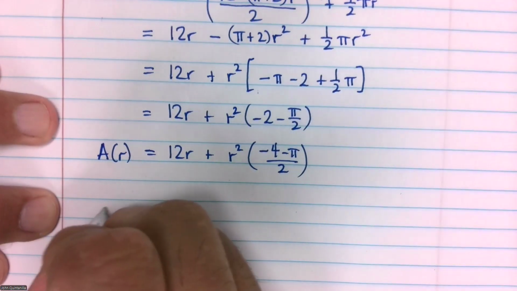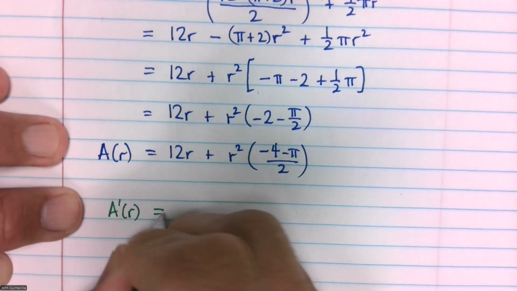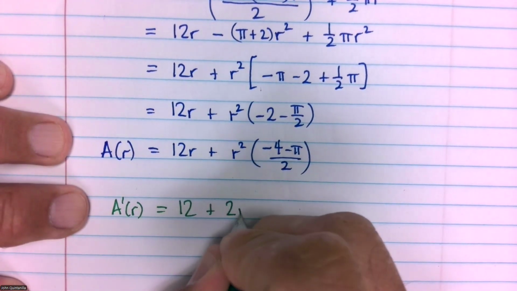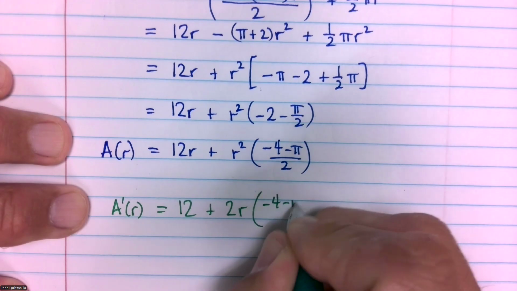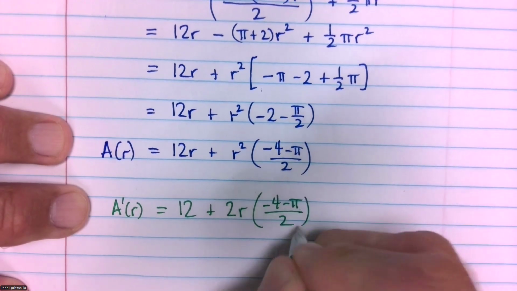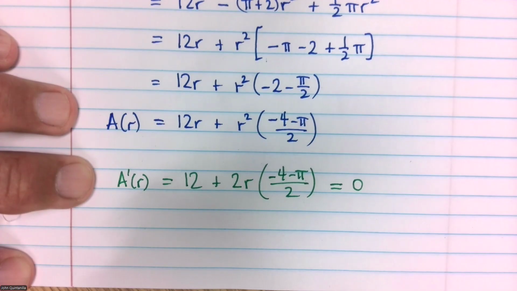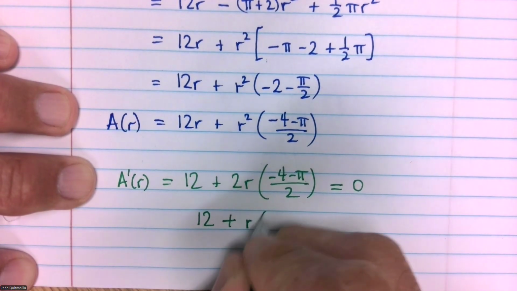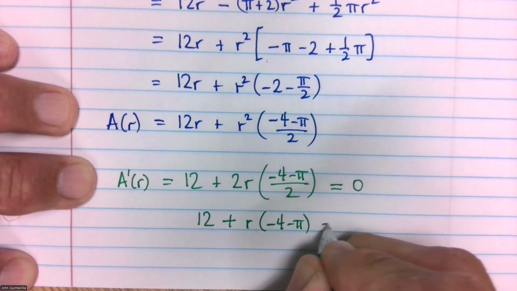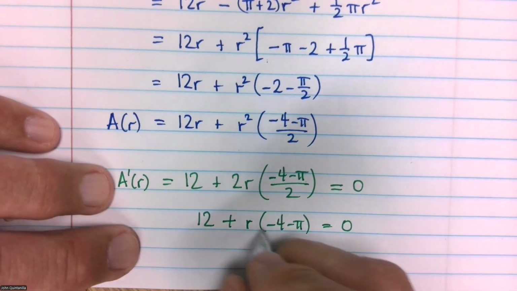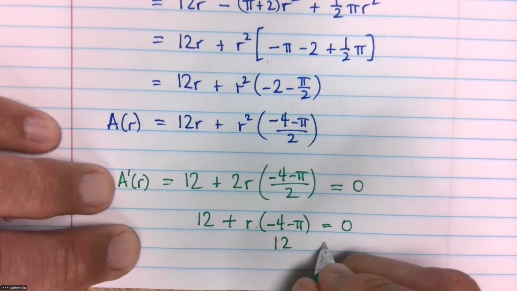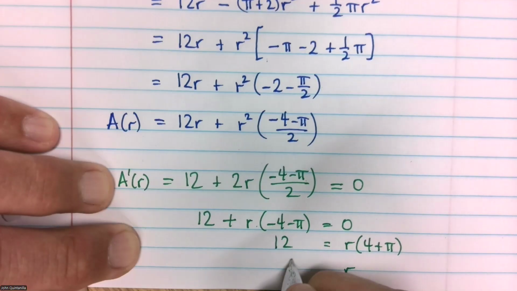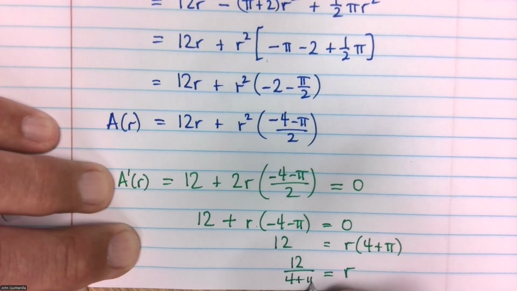Now we find the derivative. A prime of r is equal to the derivative of 12r, which is 12, plus the derivative of r squared, which is 2r, times (negative 4 minus pi) all over 2. And I set the derivative equal to 0. So I get 12 plus r times (negative 4 minus pi) equals 0. Bringing this over to the right-hand side, 12 is equal to r times (4 plus pi). And so I have one critical point at 12 over (4 plus pi).